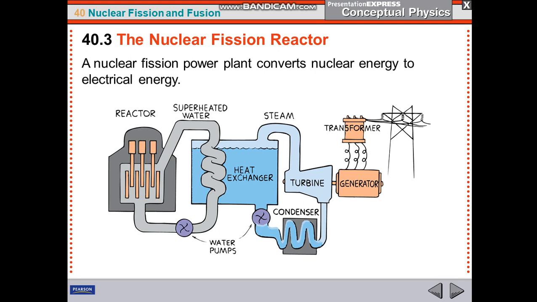And there is a condenser. The steam used to rotate the turbine, and then the remaining water, or you can say the water vapor, goes to the condenser and will be cooled and sent again to the heat exchanger. So the same amount of water can be used.